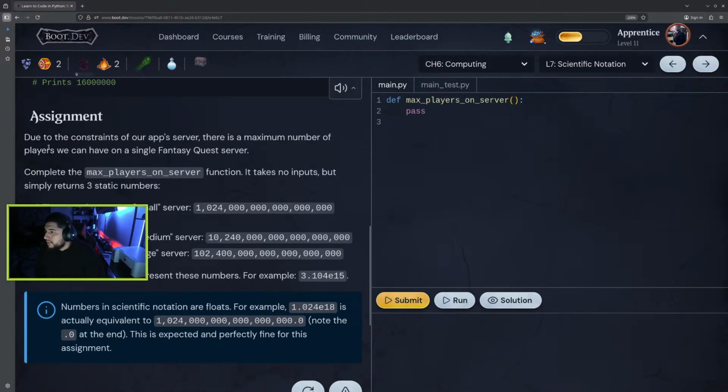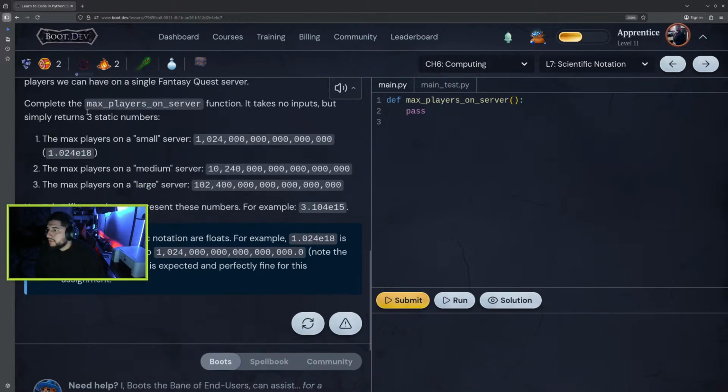Assignment. Due to the constraints of our app server, there is a maximum number of players we can have on a single Fantasy Quest server. So complete the max players on server function here. It takes no inputs, but simply returns 3 static numbers. One, the max players on a small server is 1.024 times 10 to the power of 18.